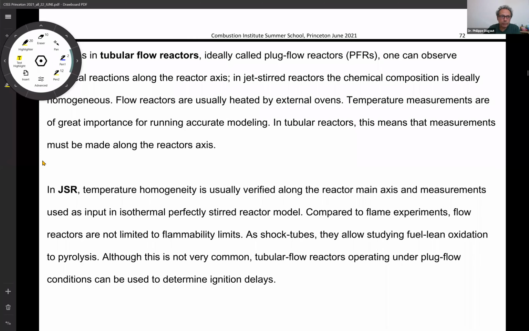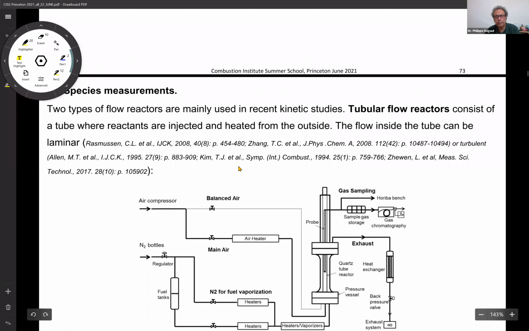For species measurements, two types of flow reactor are mainly used in recent kinetic study. Tubular flow reactors, which consist of a tube where reactants are injected and heated from the outside. The flow inside the tube can be laminar, and this is the case for many reactors, or turbulent. And this is mostly the case for the Princeton reactor that was operated in the group of Fred Dryer.